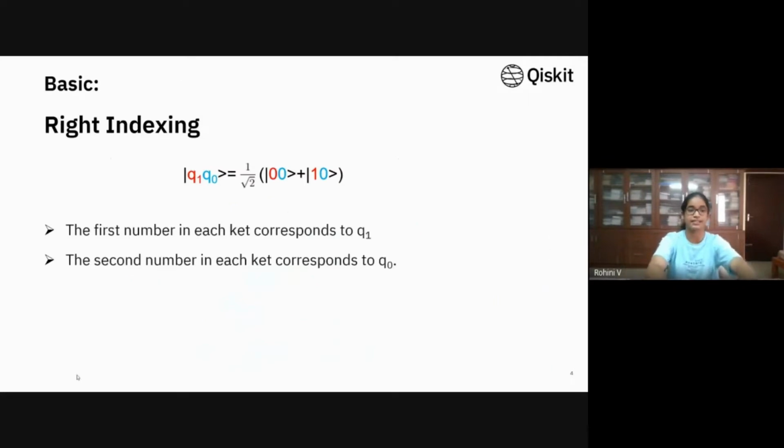This is some of the basics, and if you can put a little more concentration here, it will be helpful in the further slides. So Q1 I marked red and Q0 I marked blue. The first number in this is called a ket. So this whole thing is called a ket, and this is one more ket. The first number in each ket corresponds to Q1. So here Q1 is this red one, and this is Q1. The second number in each ket corresponds to Q0. Simple, right? I hope all of you got that. Moving on to the next slide.